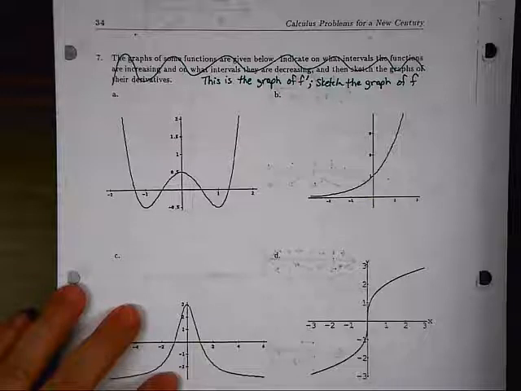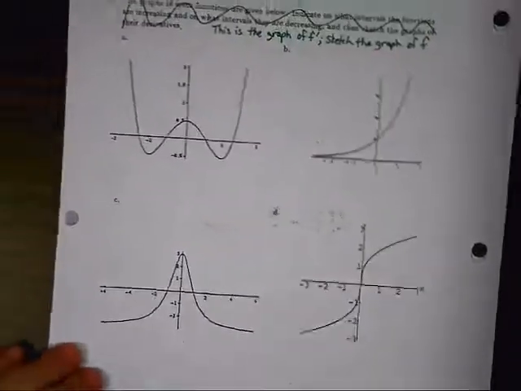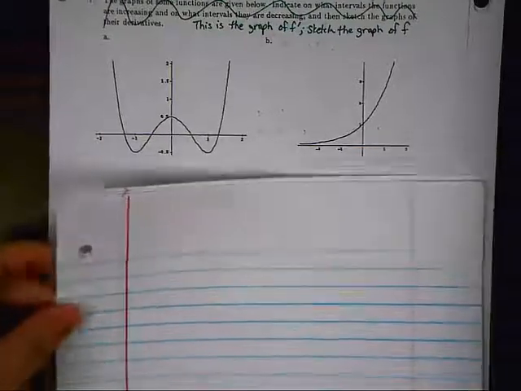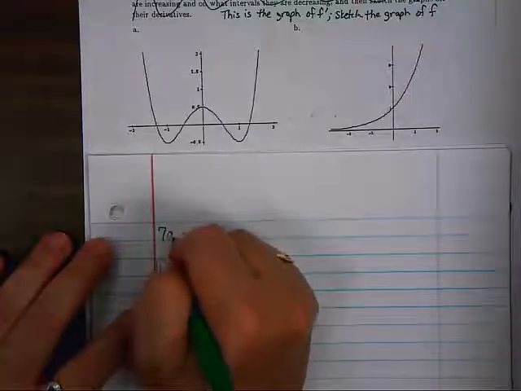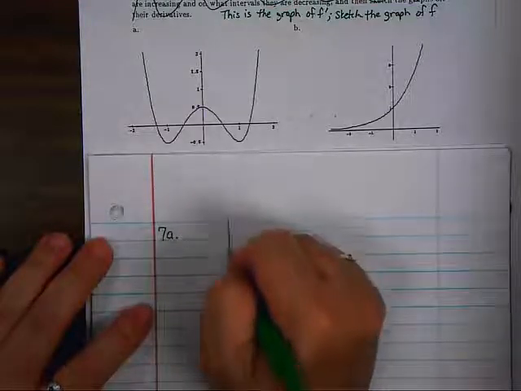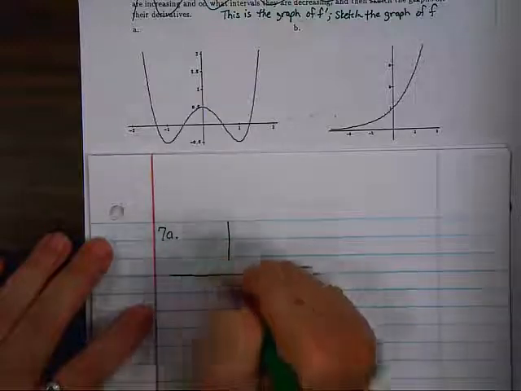Now, some teachers have the kids sketch the graph of f over the graph of f prime. I think that's just too complicated and too confusing. So we're actually going to sketch the graphs of f on a separate sheet of paper. So I have some paper right under here. Okay, now we have our paper in front of us. We're going to go ahead and label this 7A. We're going to draw an XY grid, an X and Y axis.